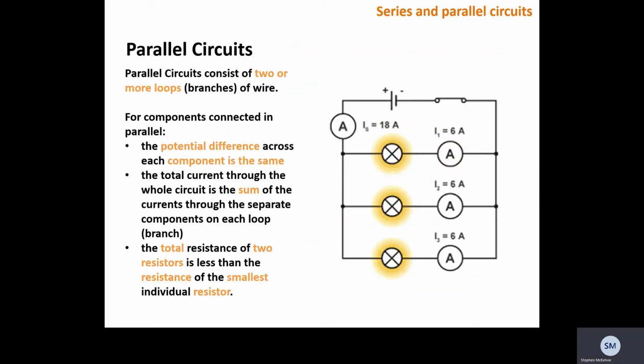In parallel circuits, things are slightly different. The potential difference across each branch is the same. So if this is a 6-volt cell, there will be 6 volts going through this, 6 volts going through this, and 6 volts going through this branch. The reason for that is that 1 volt is equal to 1 joule for every 1 coulomb of charge. I'm going to write this as 1 volt is equal to 1 coulomb carrying 1 joule.